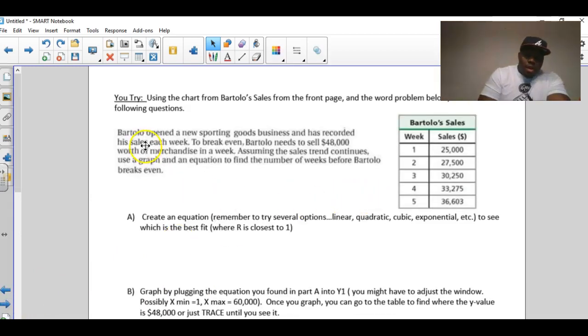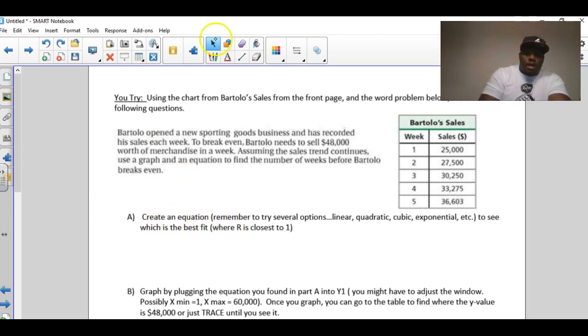Anyway, I'm going to call him Bart. Bart opened a new sporting goods business that has recorded his sales each week. To break even, Bart needs to sell $48,000 worth of merchandise in a week. Assuming the sales trend continues, use a graph and an equation to find the number of weeks before Bart breaks even. So it says create an equation.